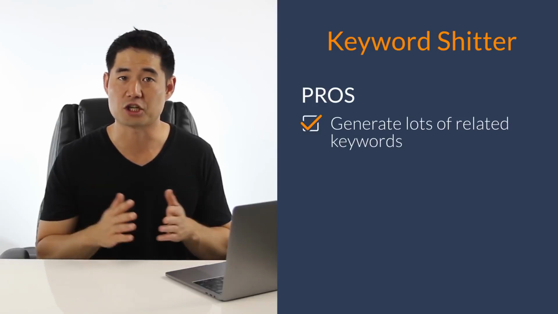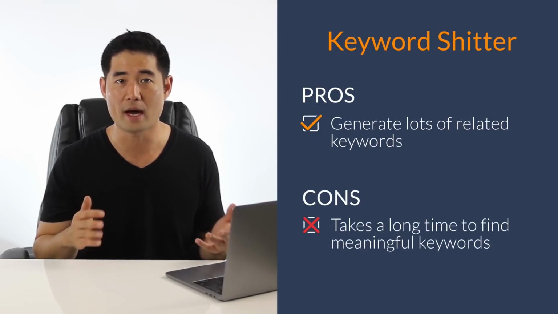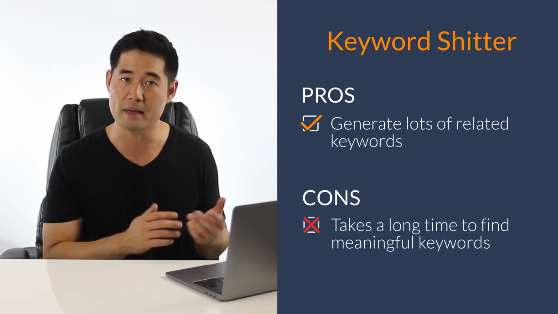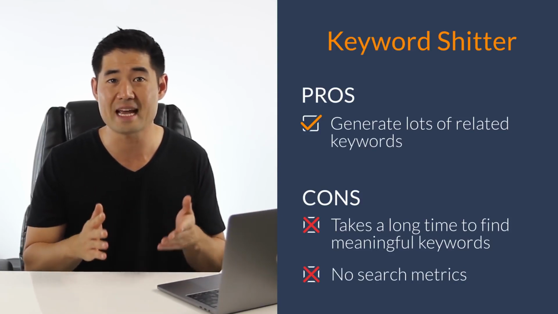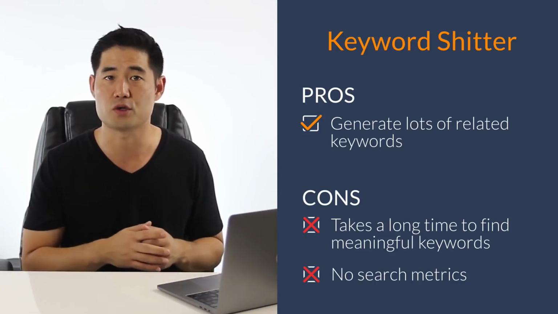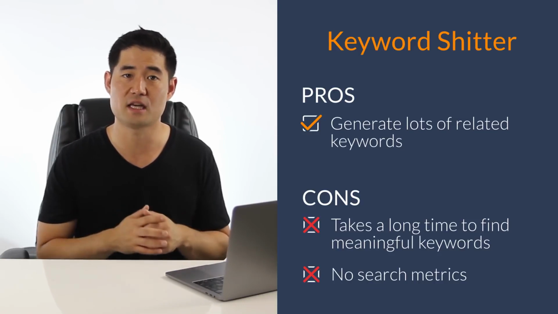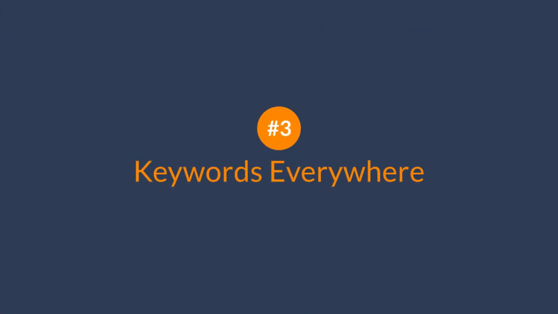There are a couple major cons to this tool. First, it can take quite a long time to find keywords that are actually meaningful. And the very obvious con is that there are no search metrics, which can take a while to batch process in another tool. But this can be solved with the next keyword research tool, and that's Keywords Everywhere.